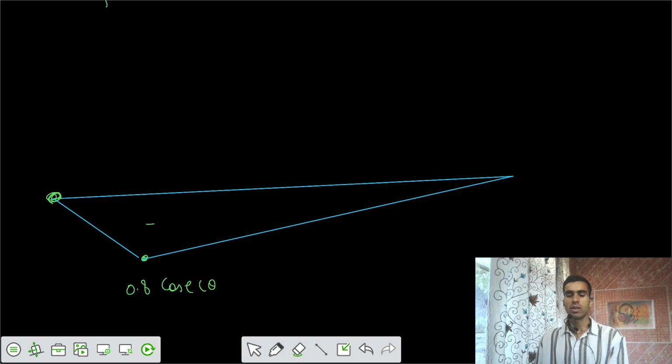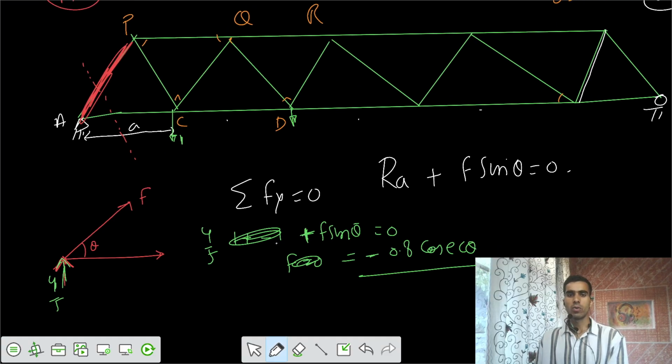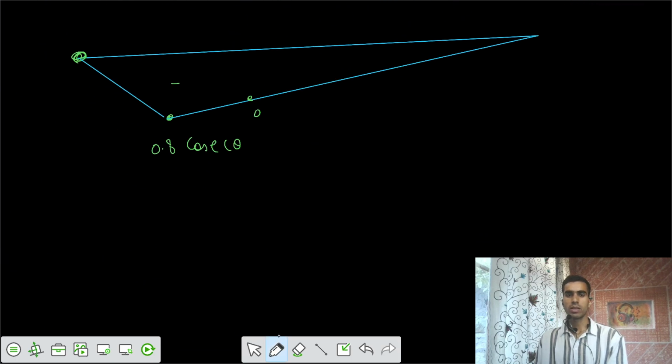Now I have to see whether this is correct or not. Let's take the third case, where the load is placed at D. If the load is placed at D, the reaction would be 3 by 5, so 0.6. If the load is placed at this next point, the reaction would be 2 by 5, that is 0.4. And finally, at this location, you would get a reaction of 1 by 5, that is 0.2 ordinate. So this is 0.6, this is 0.4, this is 0.2 cosecant theta. So this is your ILD for your PA.